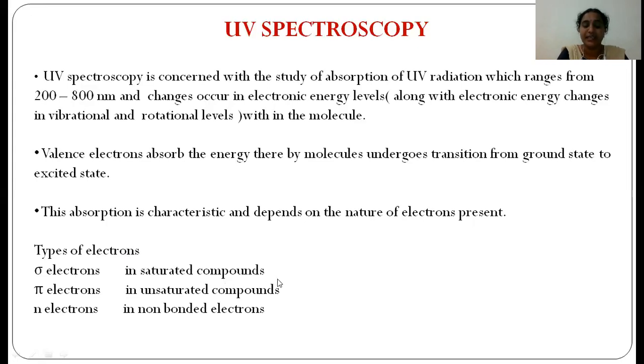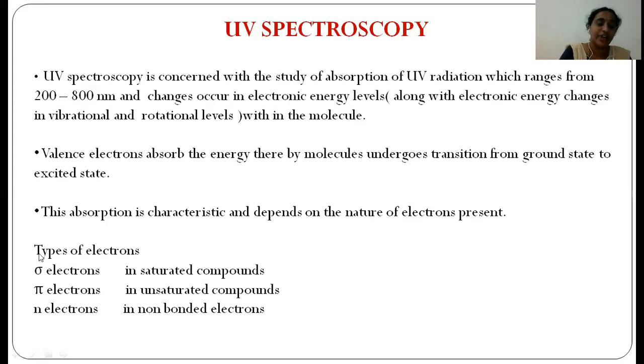For example, if you take ethane, in ethane only sigma bond electrons are present. Another type of electrons are pi electrons, which are available in unsaturated compounds. For example, in the ethylene molecule, sigma bonding electrons as well as pi bonding electrons are present. N type electrons are the non-bonding electrons present in the compound. For example, in acetaldehyde, sigma bonding electrons, pi bonding electrons as well as non-bonding electrons are present.